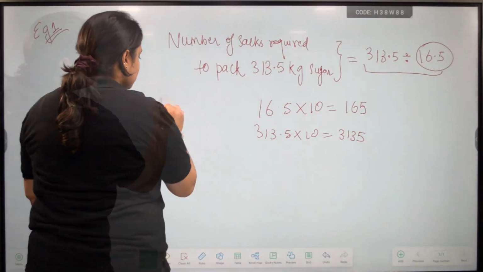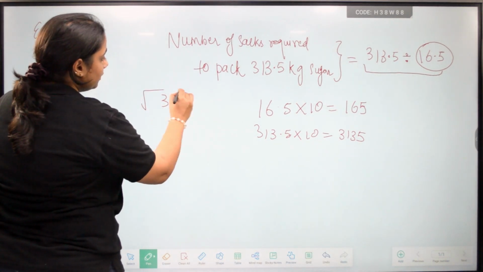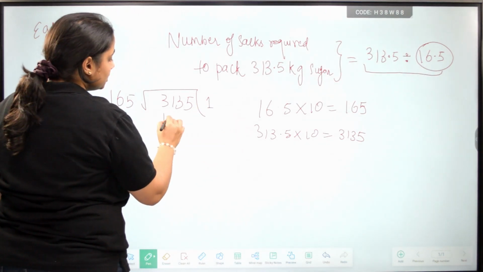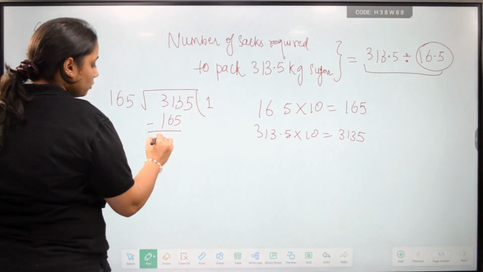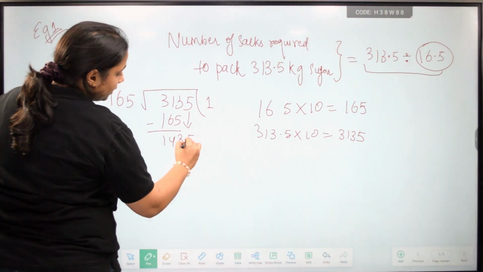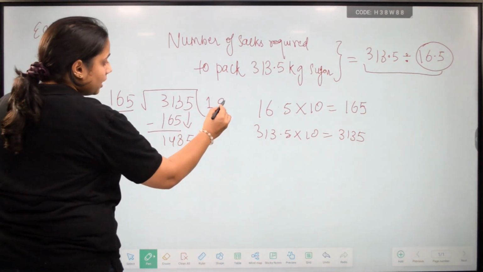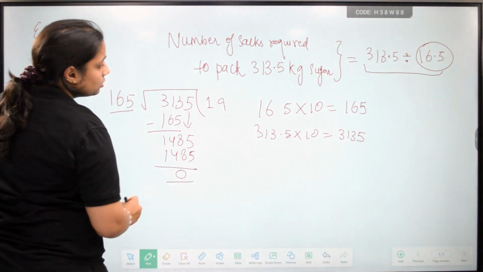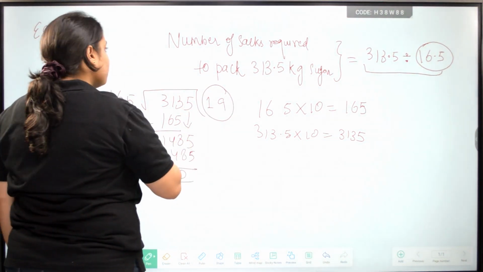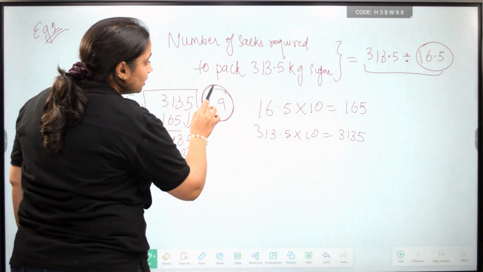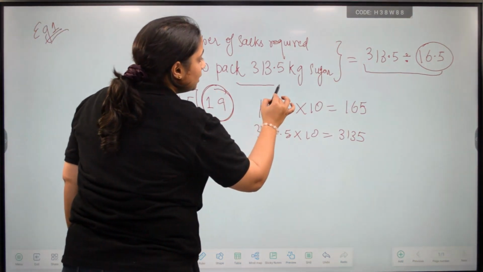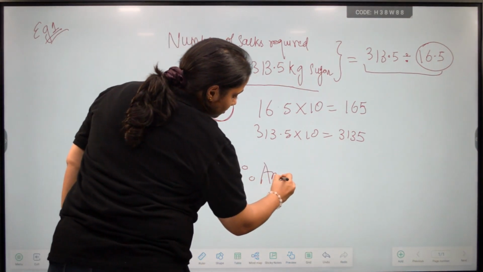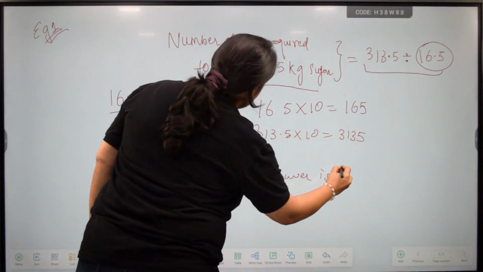Now divide these numbers. So 3135 divided by 165. 165 into 1 is 165. After subtracting, we got 148. Now bring down this 5. Now 165 into 9 is 1485. Now the remainder has become 0. So we got 19 number of sacks that are required to pack 313.5 kgs of sugar. Therefore, answer is 19.